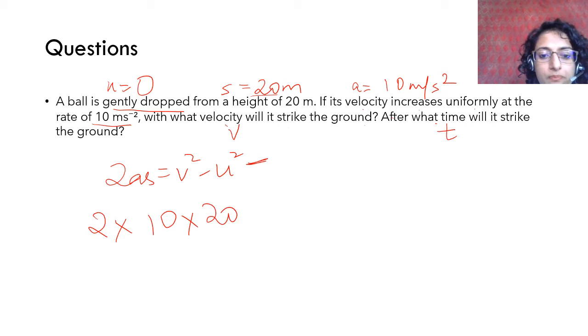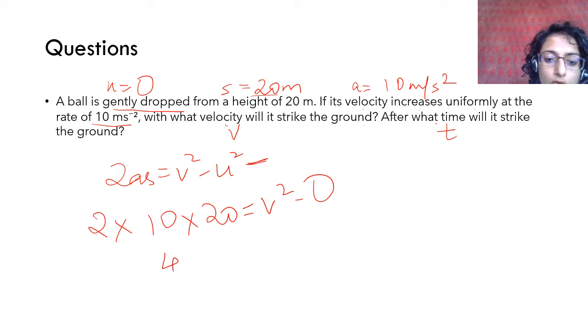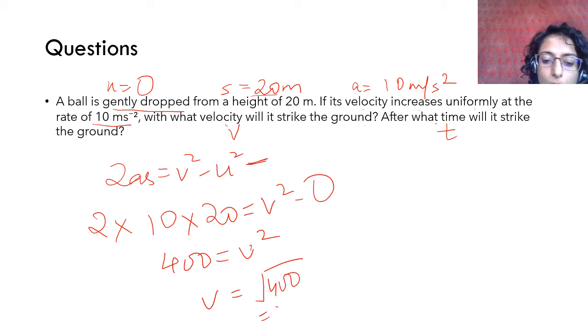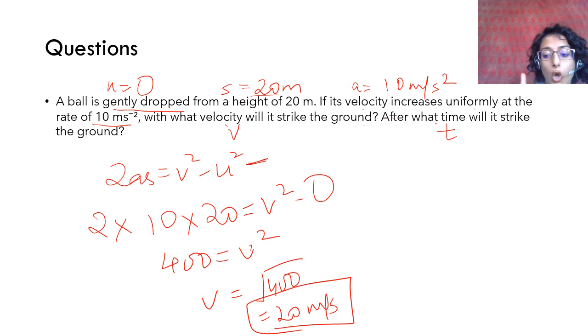Here, because it doesn't require T, you can use this formula: 2 into 10 into height or distance, which is 20 meter, is equal to V square. We have to find V. So V square minus U, U is 0. So this is 400 is equal to V square. What is the under root of 400? It is 20 meter per second. So this is the final velocity at which it will strike the ground.